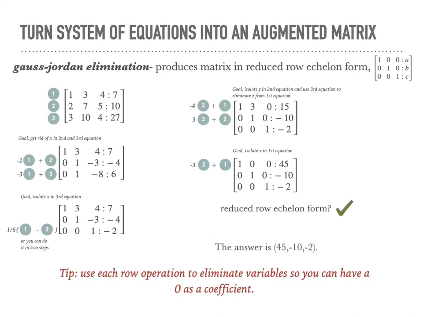And a short tip is please remember to use each row operation to try to eliminate variables so you can have 0 as a coefficient where you need it.